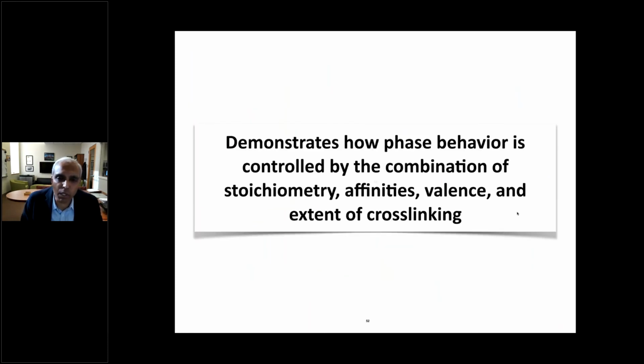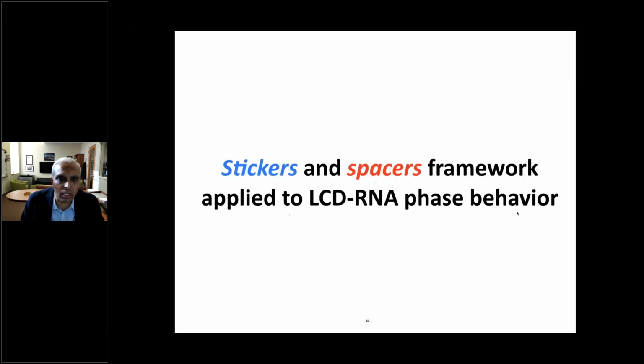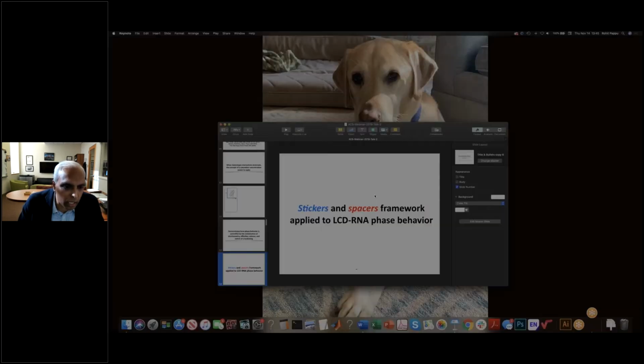So what this demonstrates is that phase behavior in cells is going to be quite a bit more complicated, and it will be governed by a combination of stoichiometry, by affinities, by valence, and also by the structures within condensates, which will be defined by the extent of cross-linking within condensates. It turns out that the stickers and spacers framework can also be applied to thinking about the interaction of low complexity domains with RNA, but I think I have run out of time.